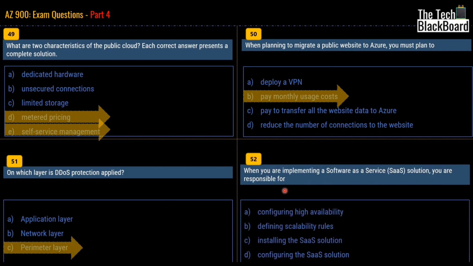Now let's move on to question number 52. It says, when you are implementing a software as a service (SaaS) solution, you are responsible for what? Are you responsible for configuring high availability, defining scalability rules, installing the SaaS solution, or configuring the SaaS solution? As we have discussed in many other questions as well, whenever you are implementing software as a service, you are responsible for configuring the solution. Everything else is actually taken care of by the cloud provider.